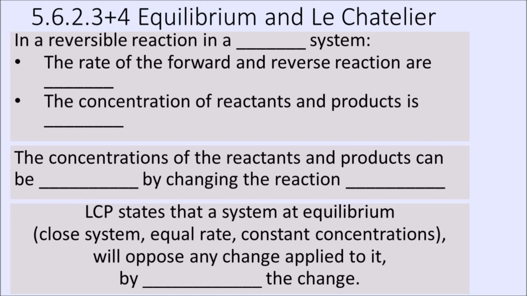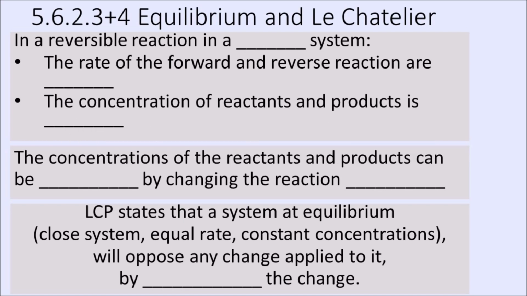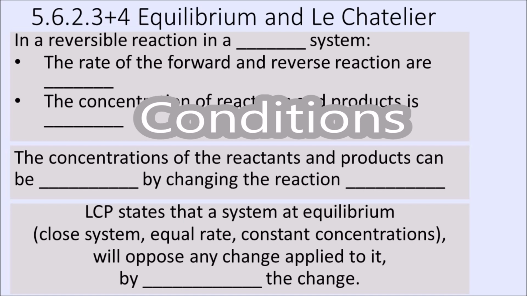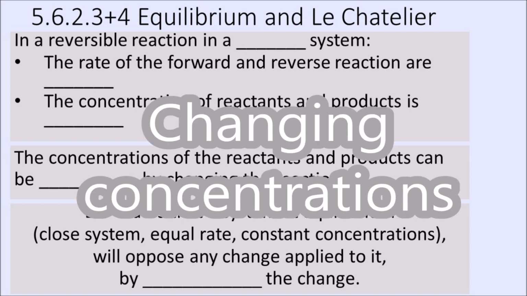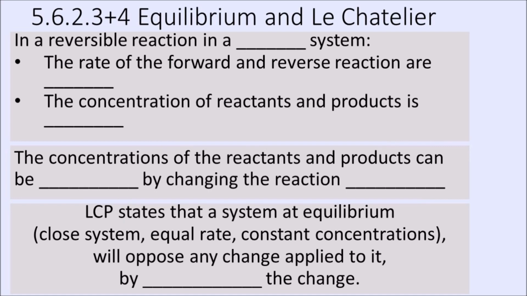So we already know what a reversible reaction is. It's where the reactants can become products and the products can change back into reactants. Now, in a reversible reaction in a closed system where nothing can be added or removed, the rate of the forward and reverse reactions are equal, and the concentration of reactants and products is constant. Now, the concentration of the reactants and products can be changed by changing the reaction conditions. That's like adding more reactant or removing some of the product, changing the temperature, or increasing or decreasing the pressure.